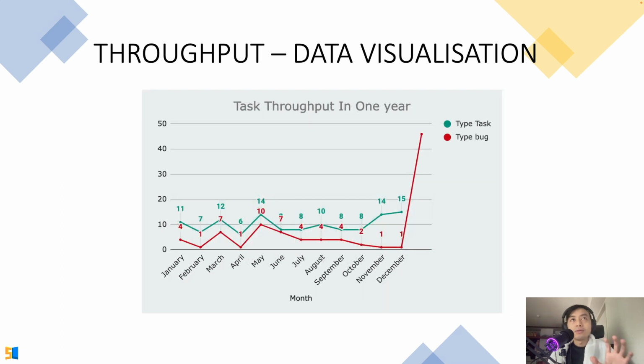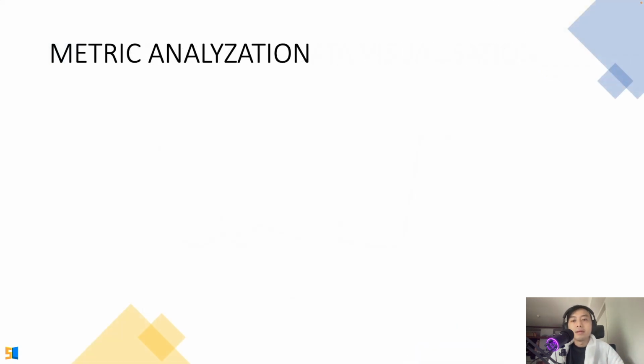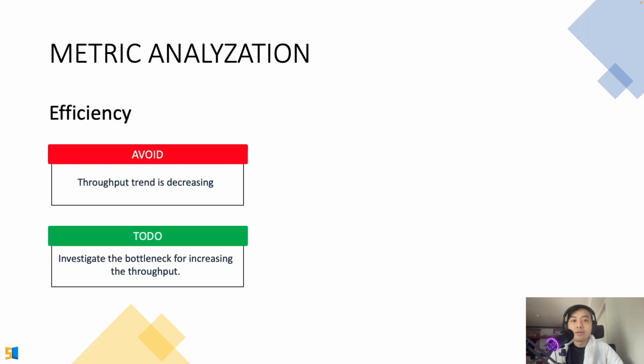And then you can also have this graph where you can visualize the number of bugs and the number of tasks for each month in that 1 year. So let's analyze. First is about efficiency. If you see the average throughput per day, or the number of tasks being done in 1 month, the trend is decreasing. You should be careful, right? Because it means that the throughput is decreasing.